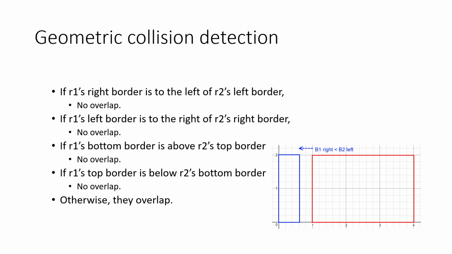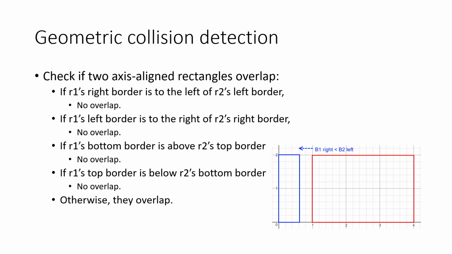And the last one of these is to check if two axis aligned rectangles overlap. The rectangle on the left and the rectangle on the right, we can see by looking they don't overlap, but how would a computer do it? Well, check the right border of one of them against the left border of the other. And if it's to the left of it, that's what this case is here, the right border of this one is to the left of the left border of that one.